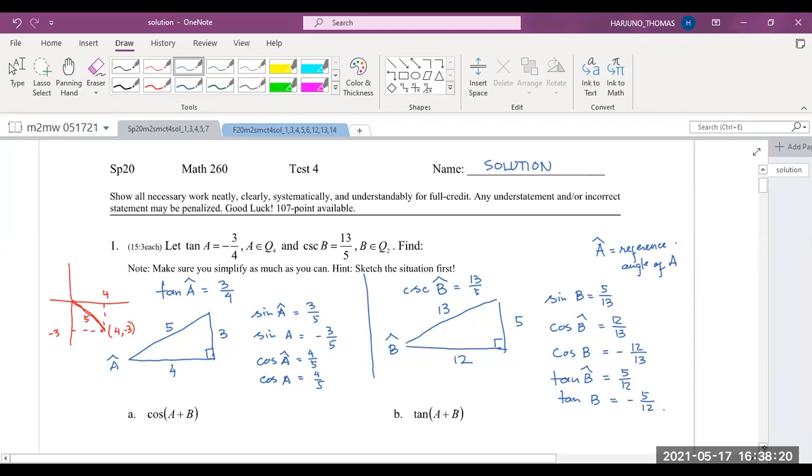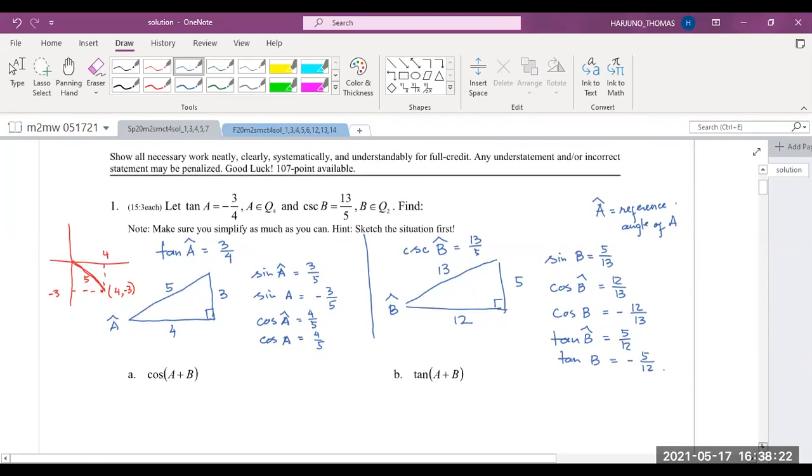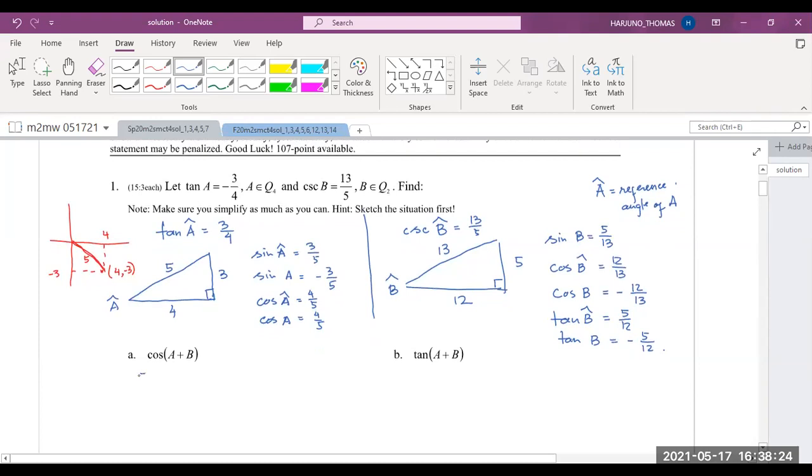Then we go on. Question A, what is cosine of A plus B? Write down the formula first. Cosine A cosine B minus sine A sine B.